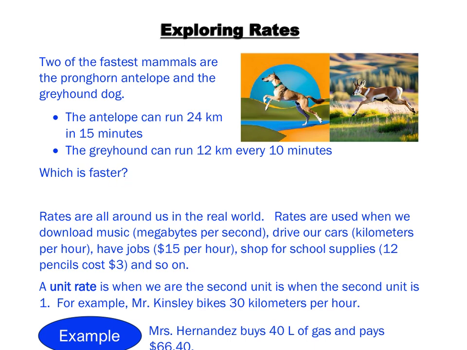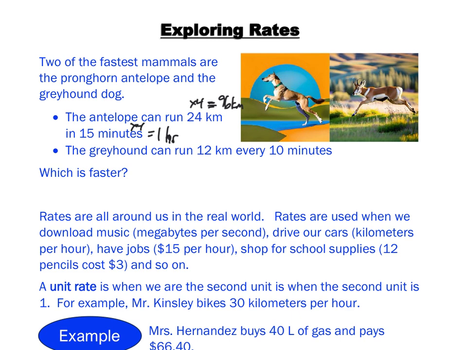So in order to answer that question, I'm going to find out how far each one can run in an hour. So how many chunks of 15 make an hour? We're going to multiply this by 4 to get to 1 hour. What's 24 times 4? You have calculators. What's 24 times 4? 96. Okay. So the antelope can run 96 kilometers in an hour.